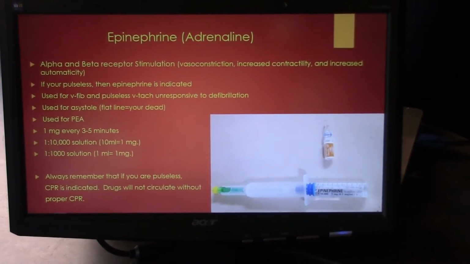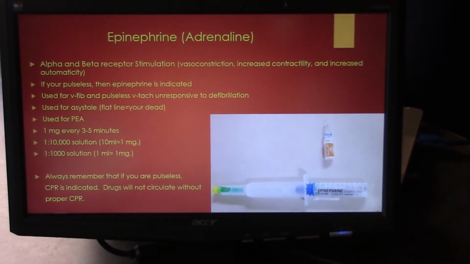Now, epinephrine, which is also known as adrenaline, has both alpha and beta receptor stimulation. So that means it causes vasoconstriction, increased contractility, increased heart rate or automaticity. So think of it this way. If you're pulseless, then epinephrine is indicated, period. It's used for VFib, pulseless VTach unresponsive to defibrillation, and asystole. It's also used for pulseless electrical activity, where there's a rhythm electrically, which may be normal sinus rhythm or AFib, doesn't matter, but there's no pulse.